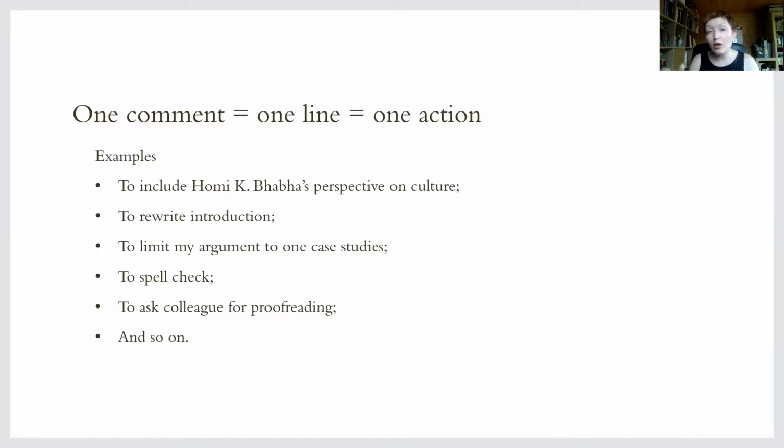And in a different color, or if you want to do it in your notebook, on your computer, whatever works for you, I would put an objective to include Homi Bhabha's perspective on culture, right? If another comment is about how the introduction is confusing and doesn't provide a clear scope for what this essay is about, action points: to rewrite the introduction, to limit my argument to one case study, to spell check, to ask a colleague for proofreading.